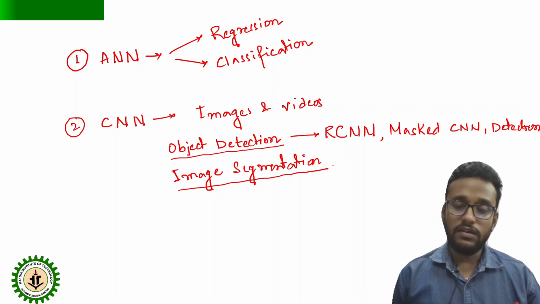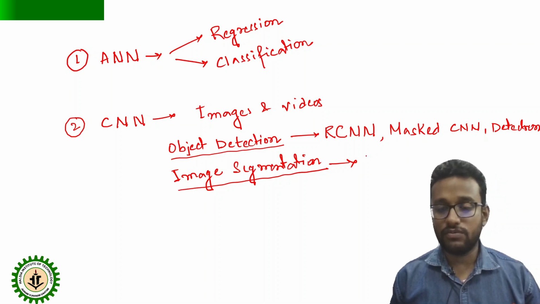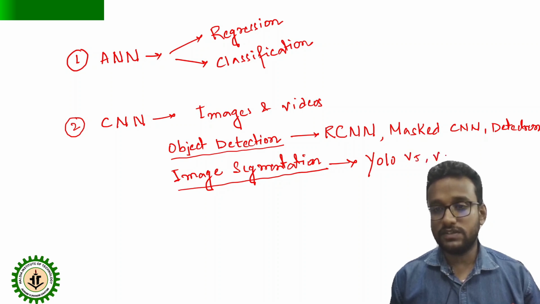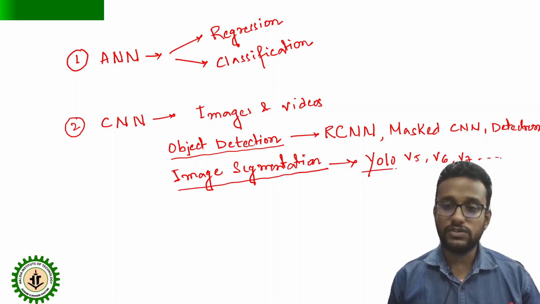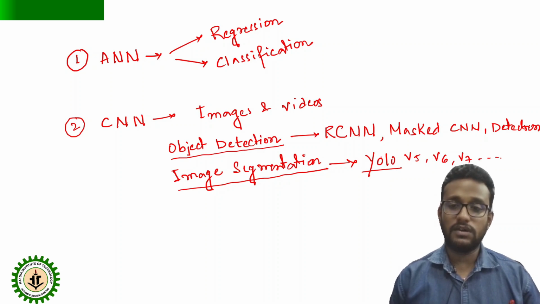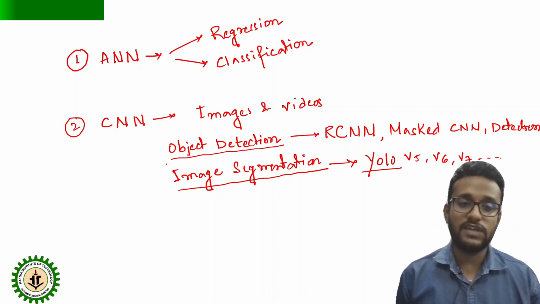Okay. And we can do the image segmentation also using the CNN. For doing the image segmentation, we have the library called YOLO version 5, version 6, version 7, and so on. YOLO is also another architecture of the CNN.